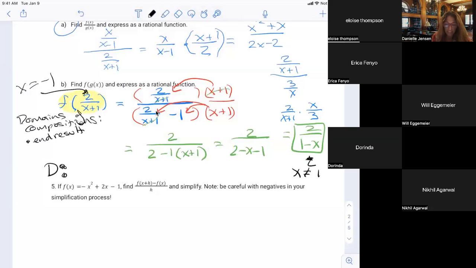So realizing it can't be -1 and it can't be 1, just putting that together, I would say negative infinity to -1. I'm good till there. Then it picks up right after -1 and goes all the way to 1, and then picks up from 1 to infinity. How come it can't be -1 again?